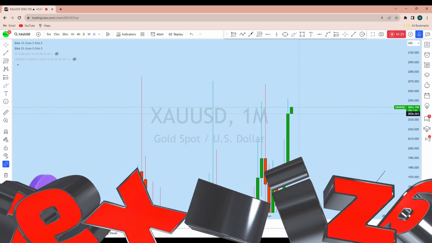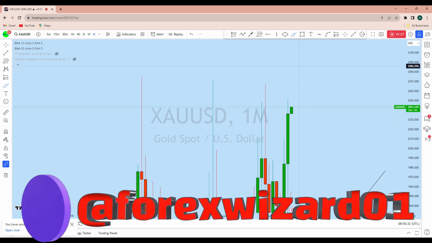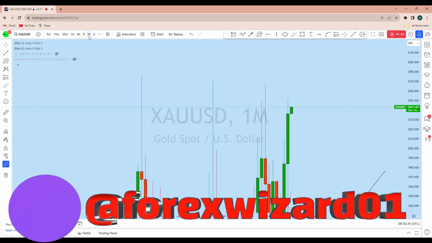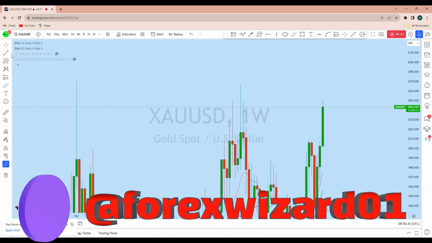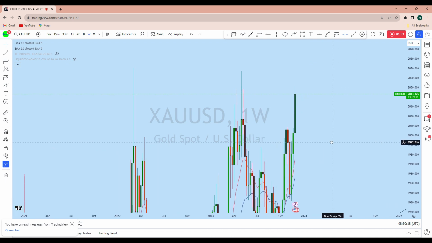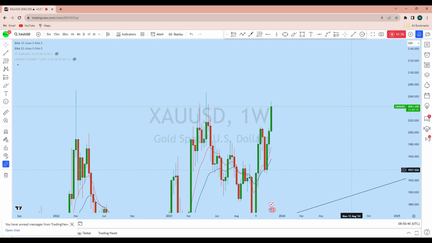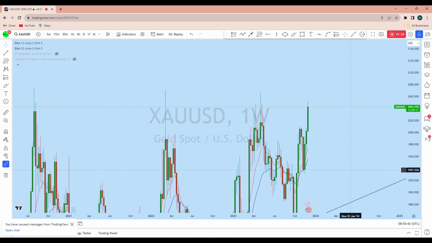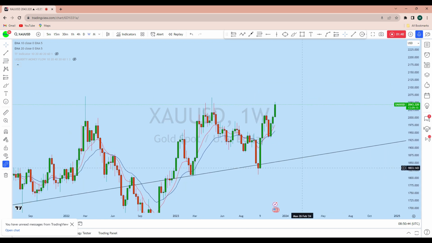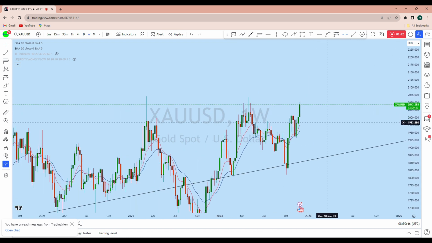Now with that being said, as you can see, the market is approaching the all-time high. Before we look at how we can trade, let's look at the weekly time frame to see the overall picture in the market again from the weekly perspective. Now as the last day of the trading week, we can see that gold managed to break all these swing highs.